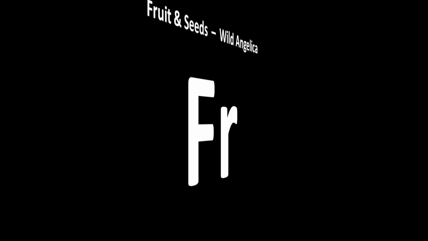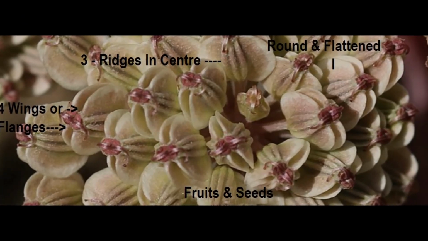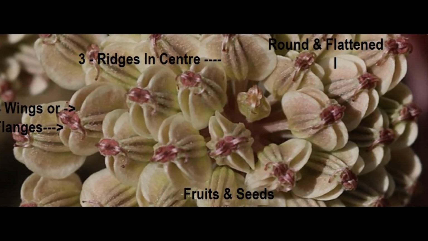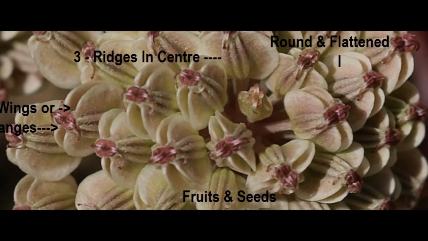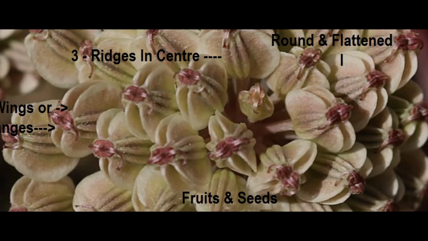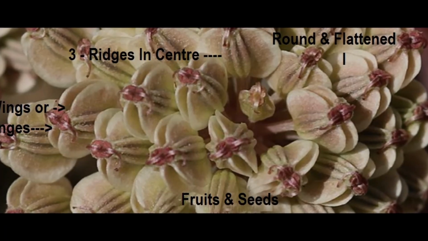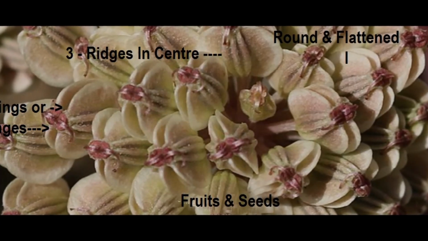The fruits of Angelica are important in differentiating other umbels. They are rounded, flattened, and consist of 4 wings or flanges with 3 grooves running down the centre, making them, in terms of sculpture and anatomy, very distinct.